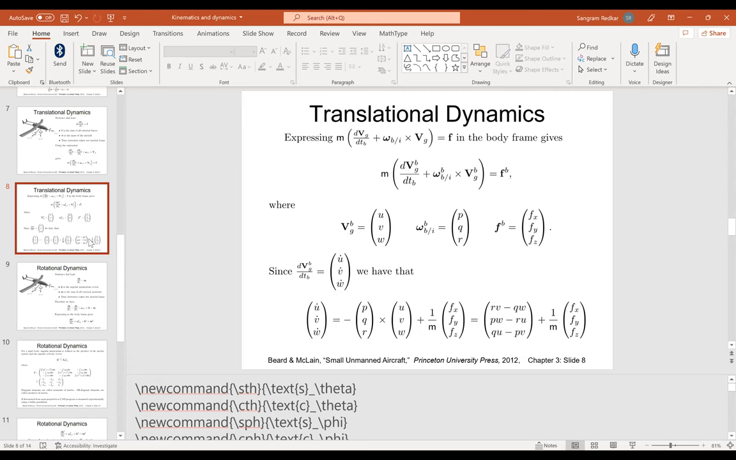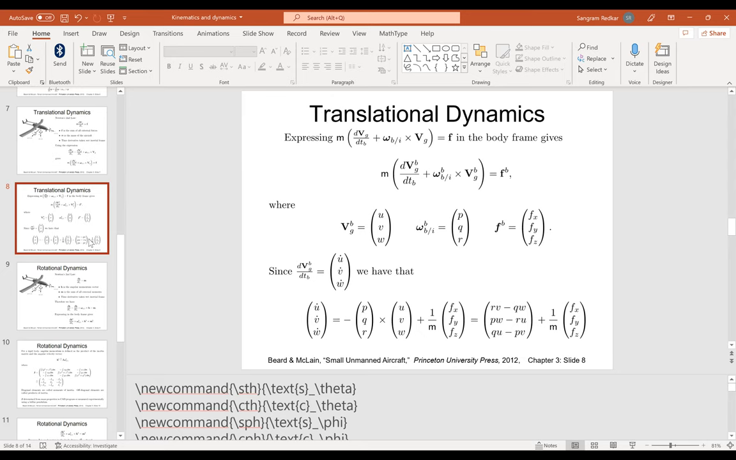Please recognize u, v, and w. u, v, and w are the translational velocities. p, q, r, those are angular velocities. So can you see you have r times v, which is the product of angular velocity and a translational velocity. Everyone understood this? So once you have this, out of 12 equations, you have mastered 9 equations.